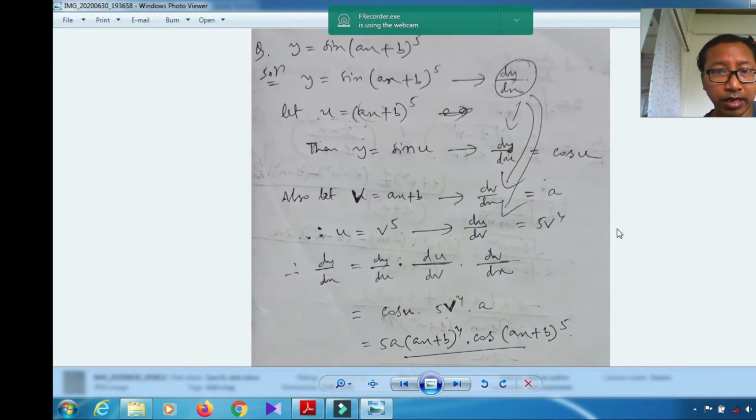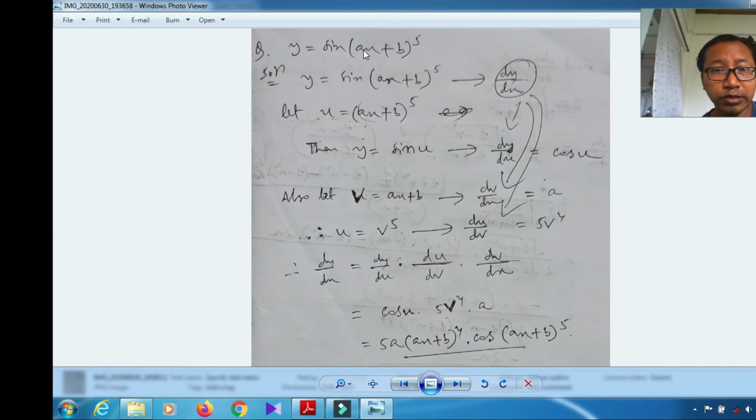Next question I have chosen for you: y equal to sine of (ax plus b) whole to the power 5. It is also a composition of functions. One is sine x, other is x to the power 5, and one is ax plus b. That means composition of three functions, not two functions, three functions. Okay, this is the part that we have to differentiate. y and x is there, that means we have to find dy by dx.